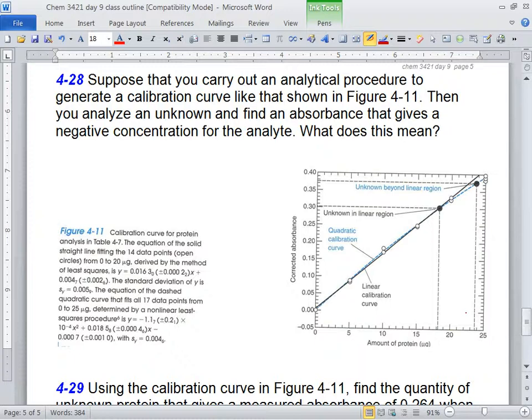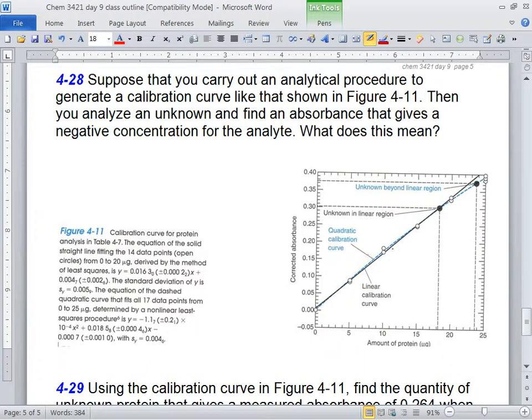Here's our first problem. Suppose that you carry out an analytical procedure to generate a calibration curve like that shown in figure 4-11. Then you analyze an unknown and an absorbance that gives a negative concentration for the analyte. So you get a negative answer. How can you get negative concentration, right?